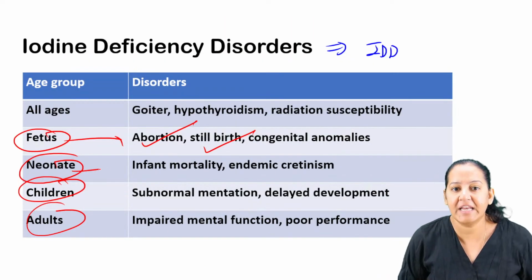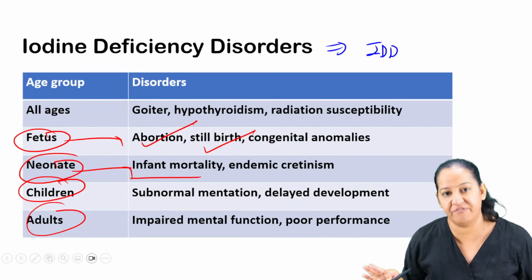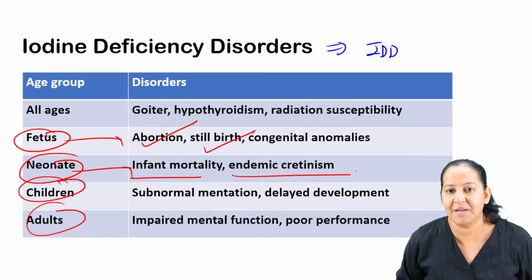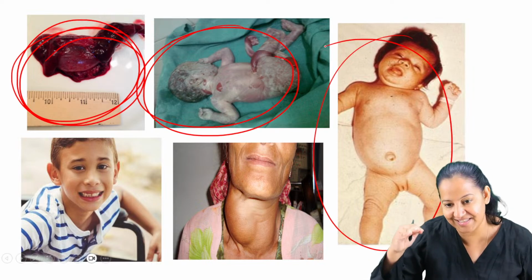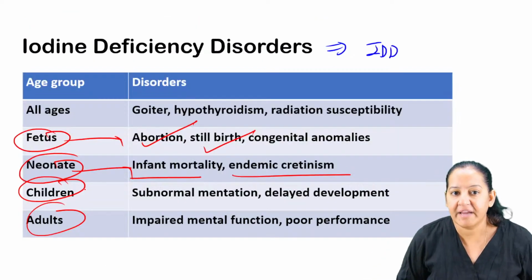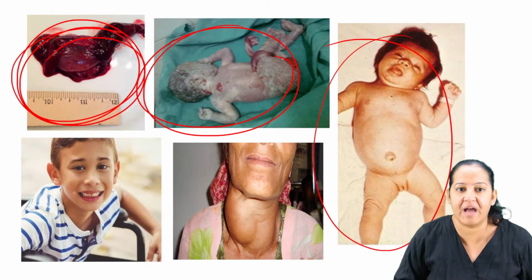In a neonate, infant mortality will be there. The infant neonate will die, and endemic cretinism will be there. You know, the height is less and endemic cretinism is there. In children, subnormal mentation, IQ will be less.